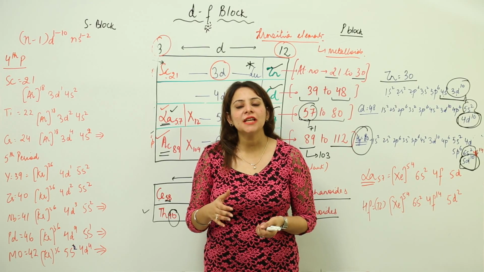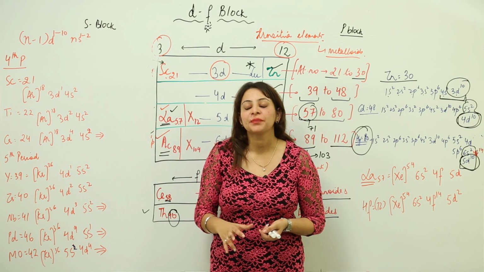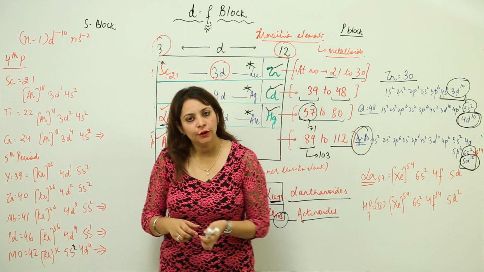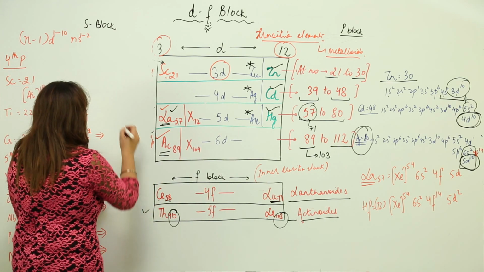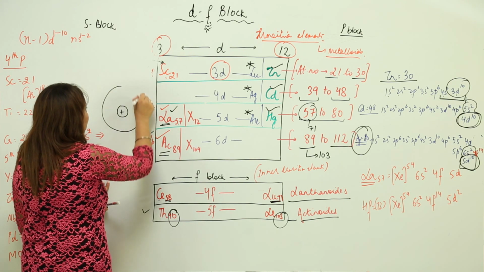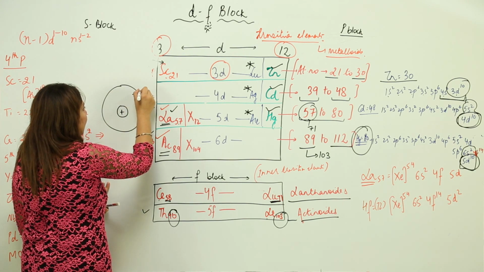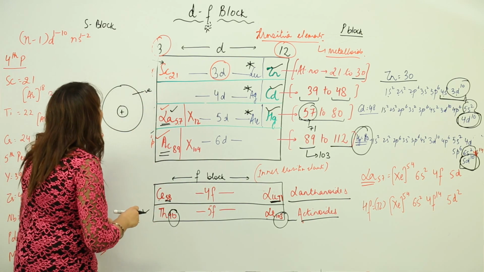So now we are going to start with the electronic configuration first, because that forms the basis of all properties. If we talk about electronic configuration, you all know that an atom has a positively charged nucleus, and there is an electron cloud made up of negative charge which spreads around the nucleus.